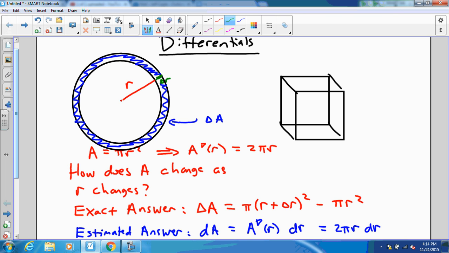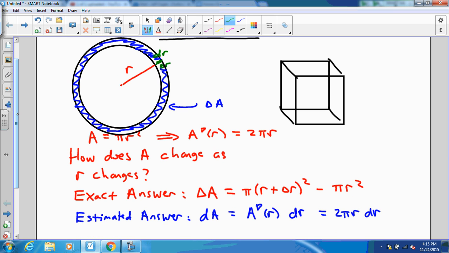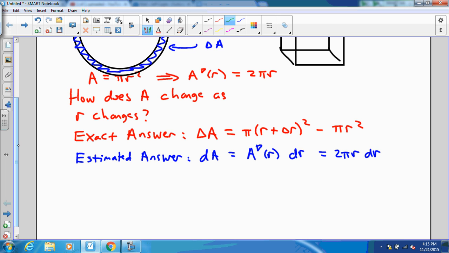Notice that in my formula, I'm going to treat delta r, the actual change in the radius, and dr, my differential change in the radius, as the same quantity. As long as my radius does not change by a whole lot, there's no harm in doing that.